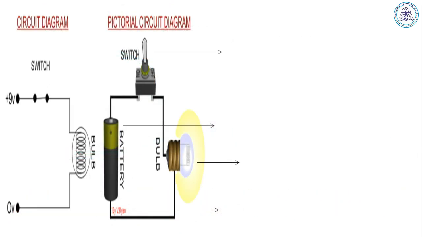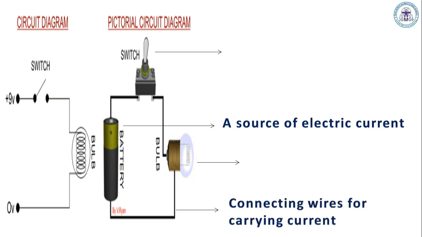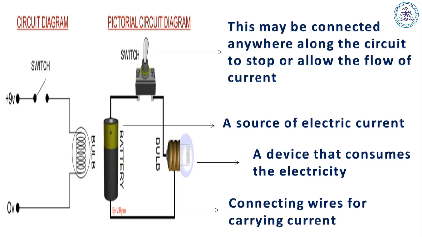A circuit generally has four components. Let's see. A cell or a battery, which is the source of an electric current. Connecting wires, which are used for carrying electric current. A bulb. It is a device that consumes the electricity. A key or a switch, which can be connected anywhere along the circuit to stop or allow the flow of current.